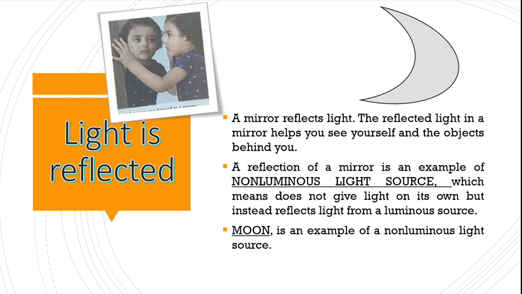A mirror reflects light. The reflected light in a mirror helps you see yourself and the objects behind you. A reflection of a mirror is an example of a non-luminous light source, which means it does not give light on its own, but instead reflects light from a luminous source. The moon is an example of a non-luminous light source.